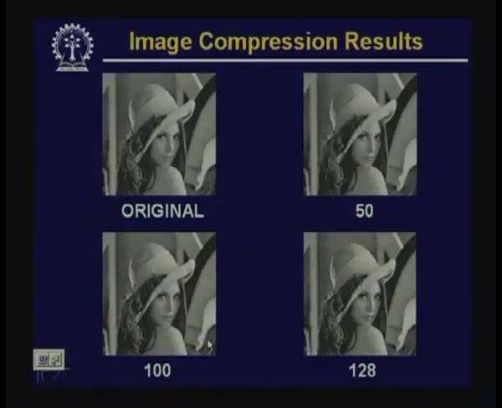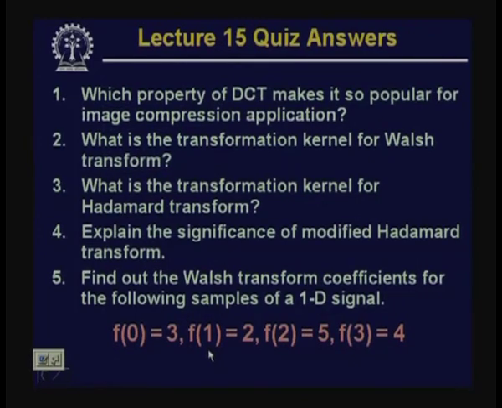Now, let us see the answers to our previous day's lecture. Here it is quite obvious that the property of the DCT which makes it popular for image compression applications is the energy compaction property. The transformation kernels for the Walsh transform and Hadamard transform have already been discussed during our lecture. Next, the significance of the modified Hadamard transform. Here we have said that by modified Hadamard transform, I mean the ordered Hadamard transform.